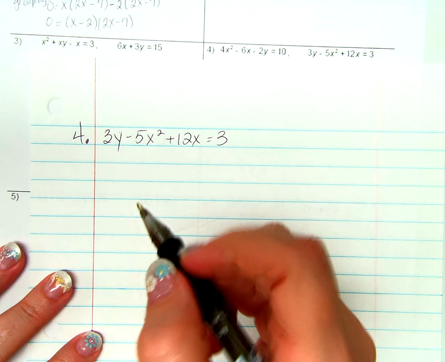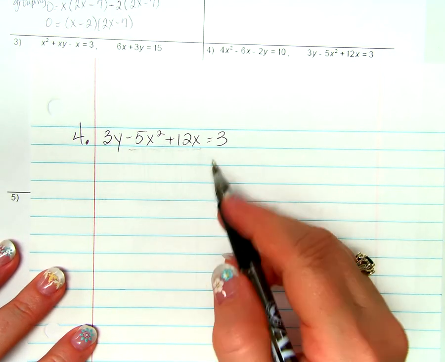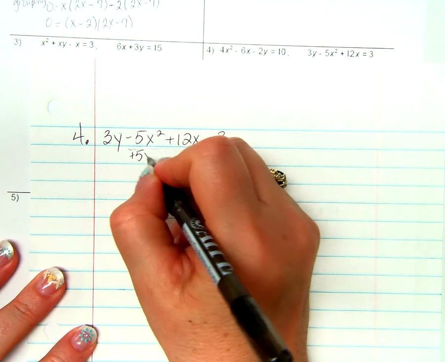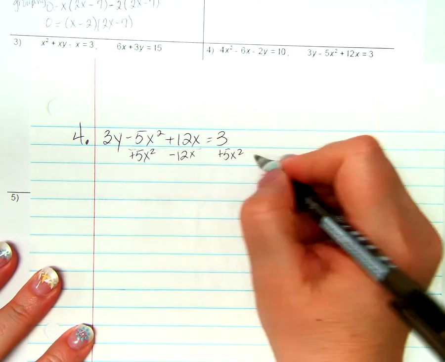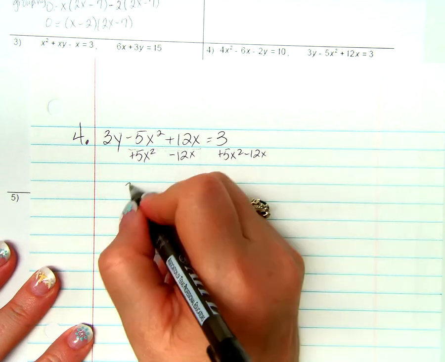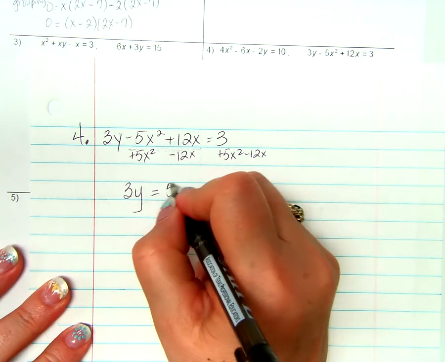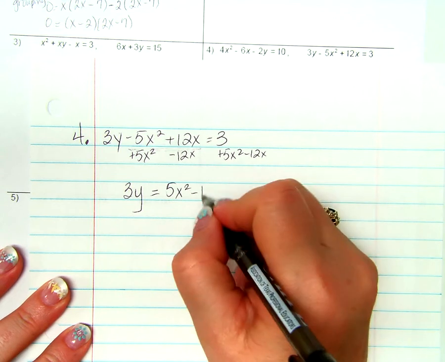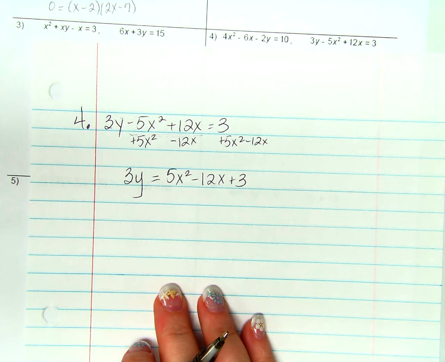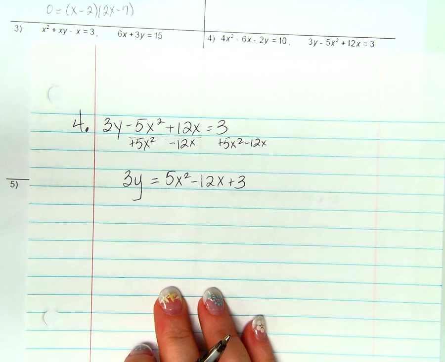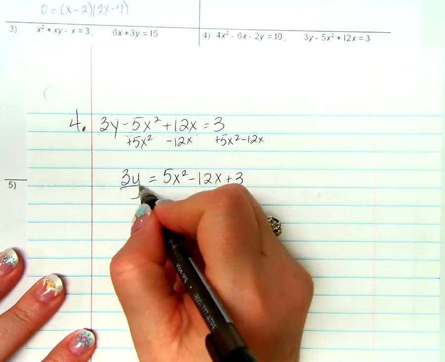Okay. So in order to solve for y, I have to get these two things on the other side of the equal sign first, don't I? So I'm going to add 5x squared, and I'm going to subtract 12x. You guys are checking my signs, right? You know how great I am at signs. So I have 5x squared minus 12x plus 3. You all right so far? Okay. So next I need to divide everything by 3.